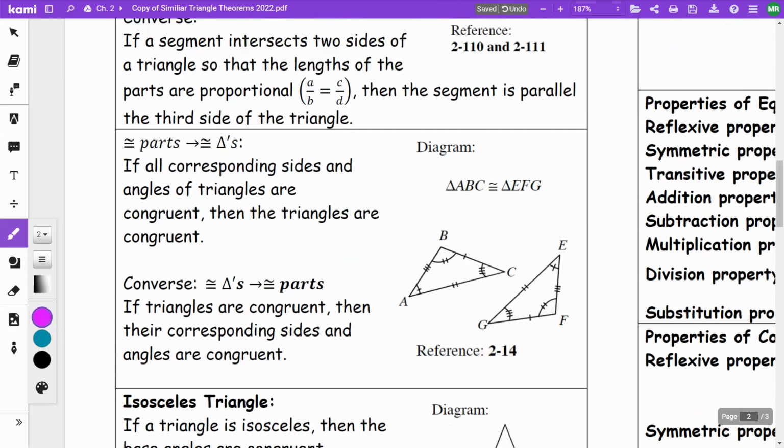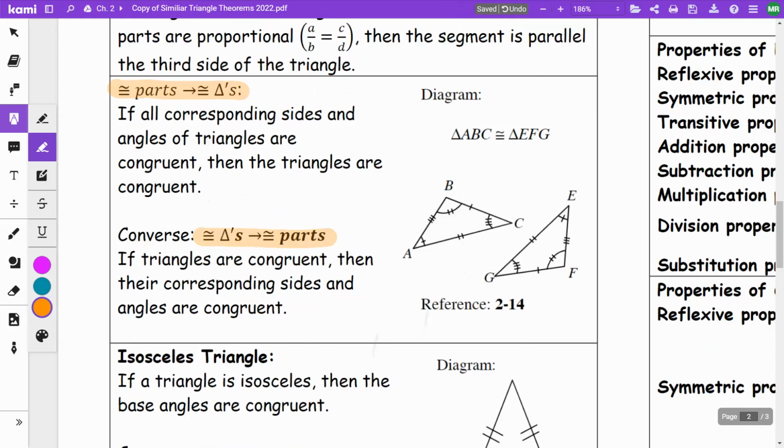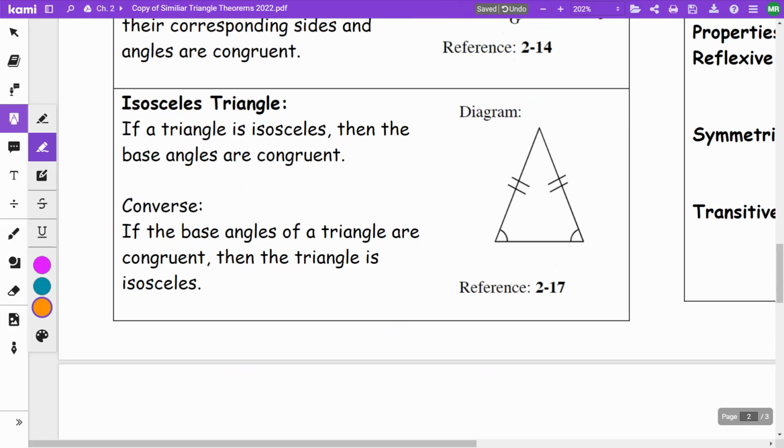We also have here that corresponding parts being congruent means the triangles are congruent, and the converse. If the triangles are congruent, then their corresponding parts are congruent. Next is the isosceles triangle. So in this diagram, we have an isosceles triangle. And if it's an isosceles triangle, then the base angles have to be congruent. And the converse is true. If the base angles are congruent, then the triangle is isosceles.